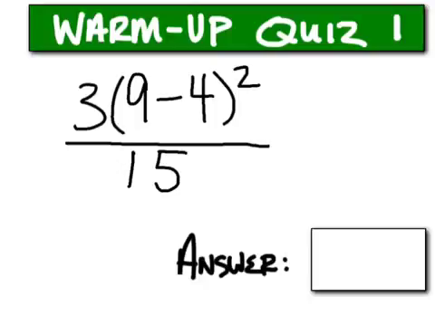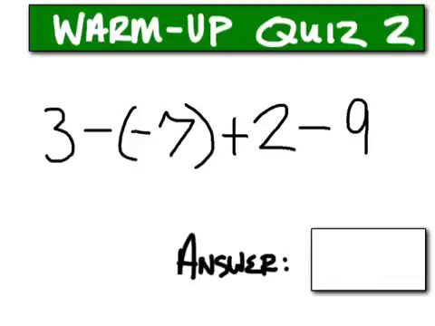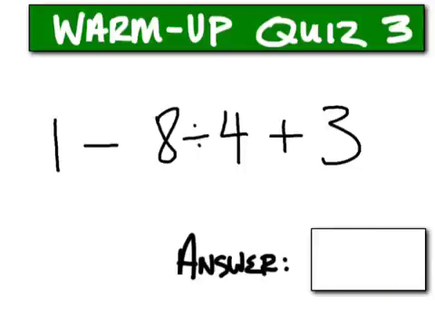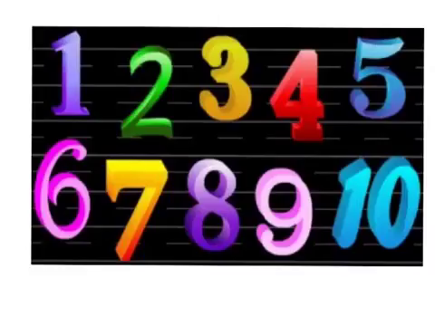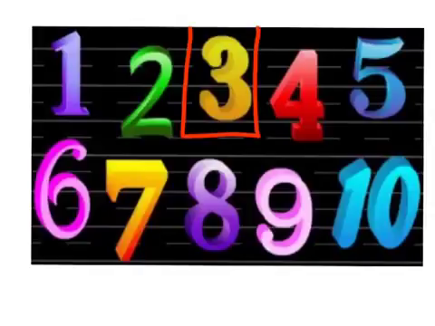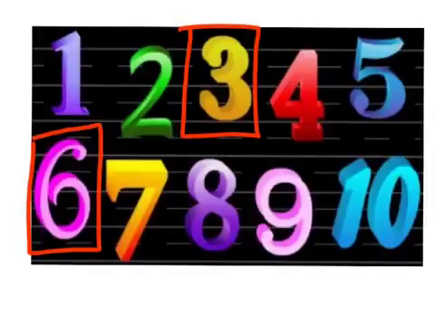Alright, answer for the warm-up 5. Number 2. Okay, answer for this one is 3. Number 3. Alright, answer is 2. Alright, winning numbers for today are 3 and 6.